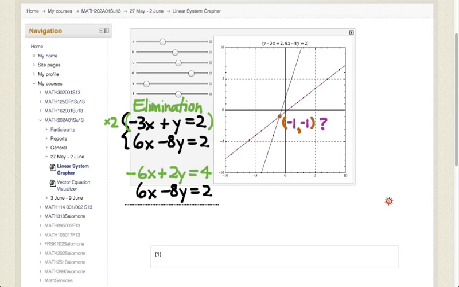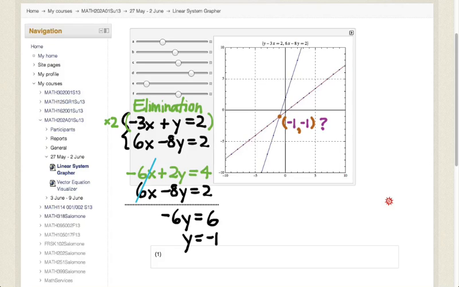So the x's are gone. And then I have 2y minus 8y, -6y, and on the right-hand side, 4 plus 2, 6. So sure enough, solving this for y by dividing by -6 on both sides, we find y is equal to -1, thank you. I wrote it right, and then I said it wrong.